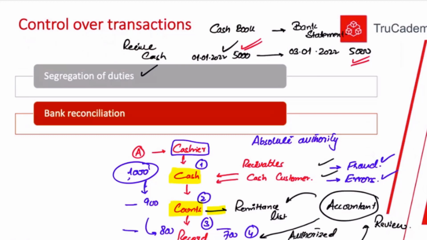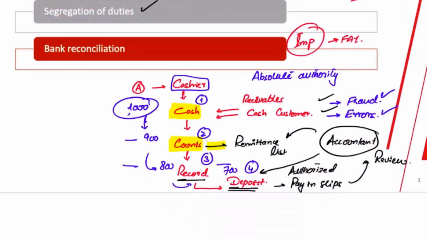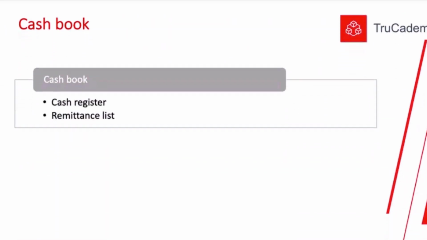In chapter number 11, we will be talking about bank reconciliation in more detail. And of course, bank reconciliation is the most important topic for the FA1 examination. All right. After this, the cash book. Now, the cash book is basically our day book.